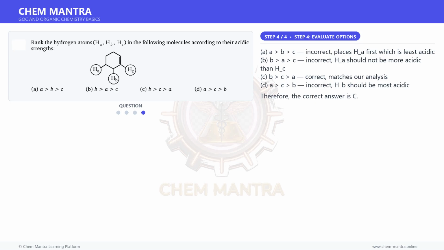ABC, incorrect, places H_A first, which is least acidic. BAC, incorrect, H_A should not be more acidic than H_C. BCA, correct, matches our analysis. DACB, incorrect, H_B should be most acidic.